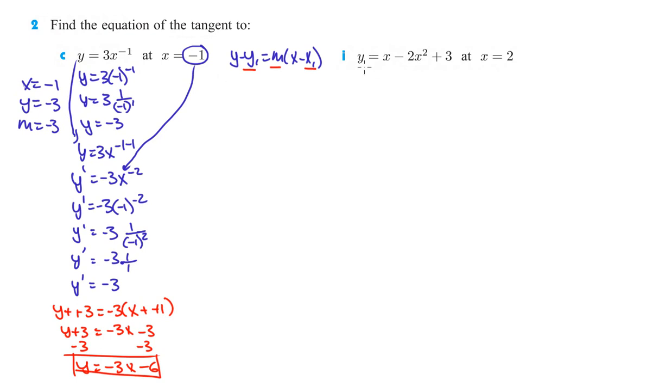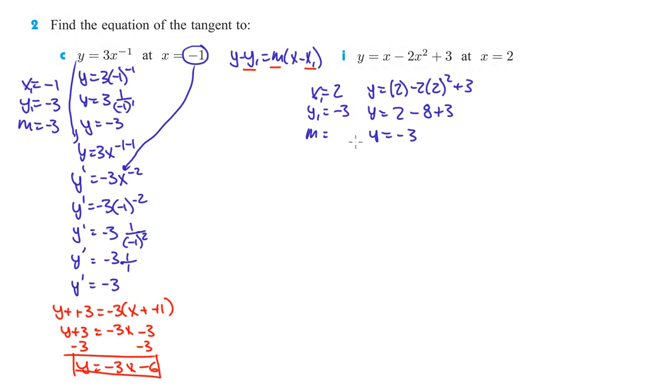Okay. For this one here, same idea. We need to find our x1, our y1, and our slope. Obviously, that's x1 and y1, but you get the idea. So our x1 there is 2. To figure out what our y1 is, let's plug it in. So we get y equals x, which is 2, minus 2 times 2 squared plus 3. So 2 squared is 4 times -2 is -8. So that's 5 minus 8, so we get y equals -3.